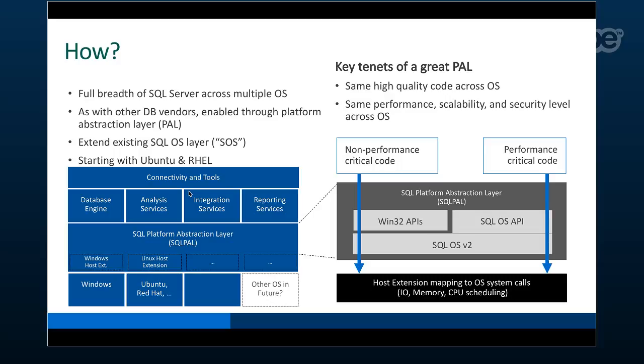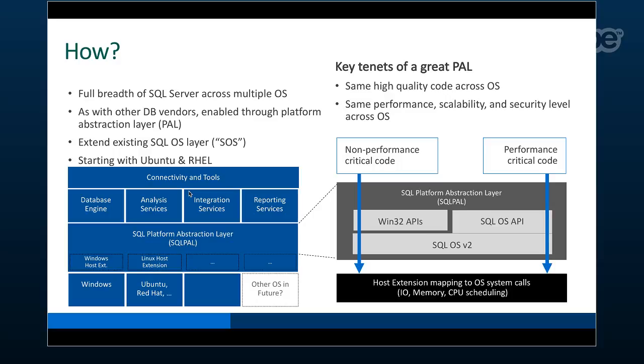And so we have a Windows host extension now, we have a Linux host extension, and that's really just there to map the application binary interface calls from SQL Server into the right APIs depending on the host that we're running on. And so really the question comes up about whether or not that's going to impact performance. And so what we've done is we've made sure that any performance critical code paths go more directly through this SQL PAL layer and into the application binary interfaces.